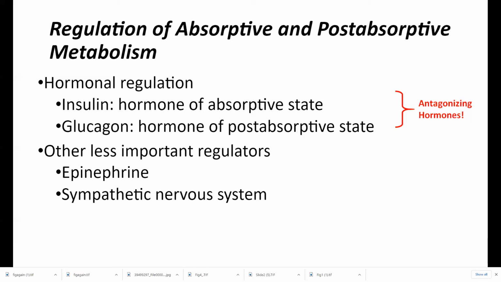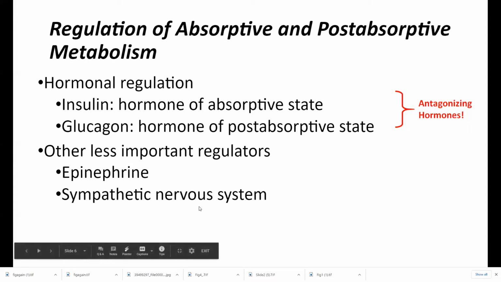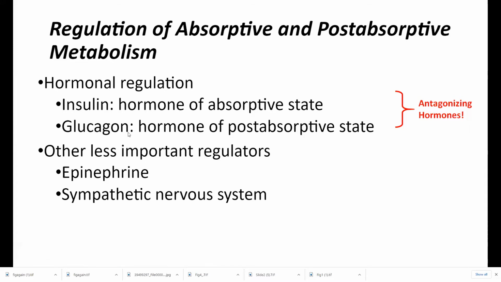We will see that there are some other important, semi-important, less important regulators. So epinephrine, the sympathetic nervous system, will be involved in our absorptive and post-absorptive state. Also, the parasympathetic nervous system, remember, was our rest and digest nervous system. So these nervous systems will be active as well during different parts of these states, but mainly we're thinking about insulin and glucagon.